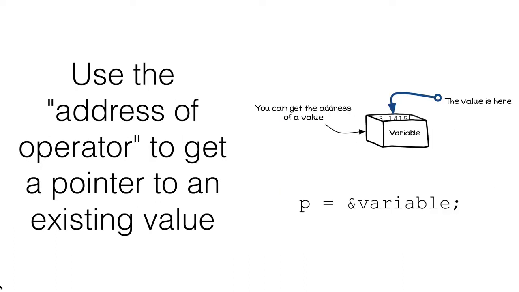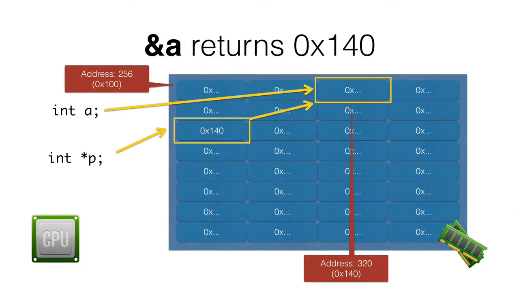How do we get these pointers, the actual values that tell us whereabouts things are in memory? We can use the address-of operator to get a pointer for an existing value or existing variable. So here in C++, we use the ampersand. So p equals ampersand variable says, get me the address of this variable and store that in the pointer p. Let's picture that again. In this case here, the address of a would return the value 0x140, which is the location of this in memory.